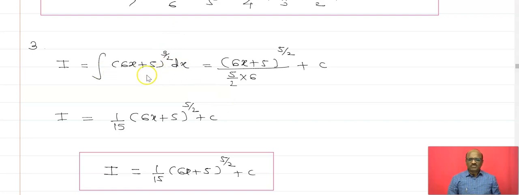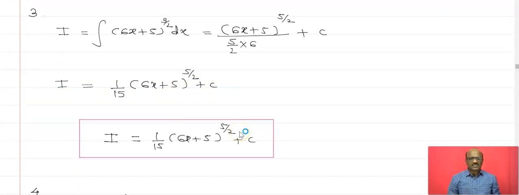What is this? It is of the form (ax plus b) raised to n. What about its integral? (ax plus b) raised to n plus 1 upon (n plus 1) into a. In a similar manner, (6x plus 5) raised to 5 by 2 upon 5 by 2, into the derivative of 6x plus 5, that is 6, plus c. Then you will get 5 by 2 into 6, that is 15. Therefore, you will get 1 upon 15 into (6x plus 5) raised to 5 by 2, plus c, and this is the answer.